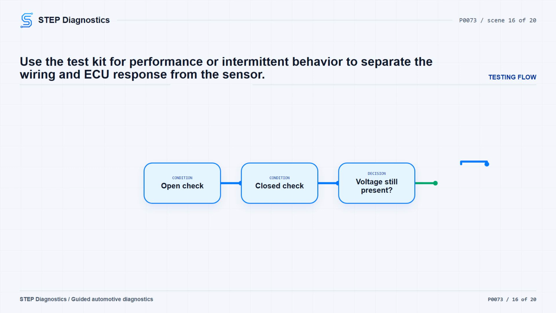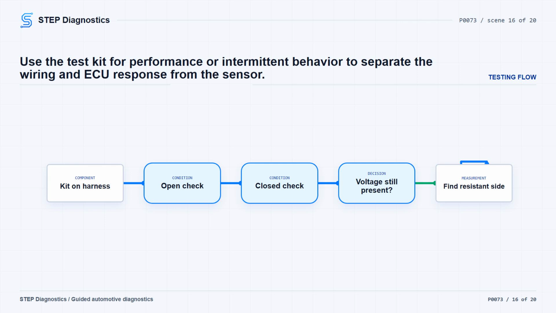Move the switch on the tool to open. The signal should read 5.0 volts and a circuit high DTC should be active or pending on the scan tool. Then flip the switch to the closed position. The signal should read 0 volts and a circuit low fault should be active or pending on the scan tool.